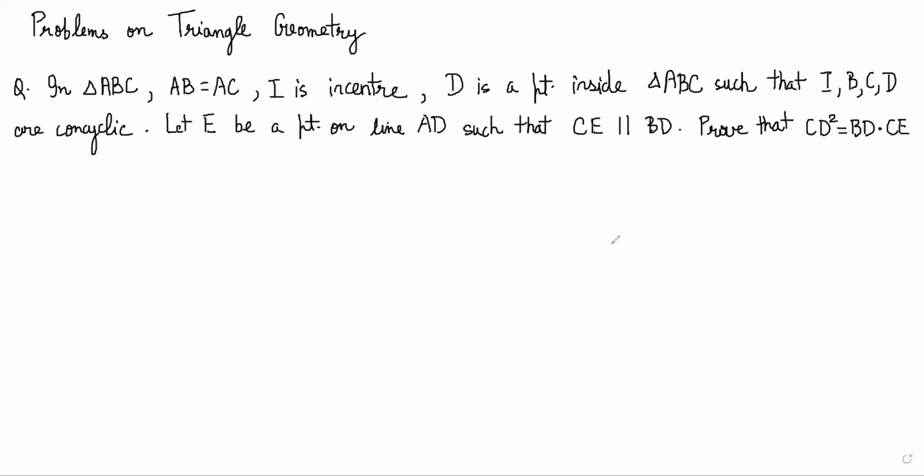Hi. In this problem, we are going to look at another question on triangle geometry. We have a triangle ABC where AB is equal to AC, so it's an isosceles triangle, where I is the incenter. D is a point inside triangle ABC such that I, B, C, and D are concyclic.